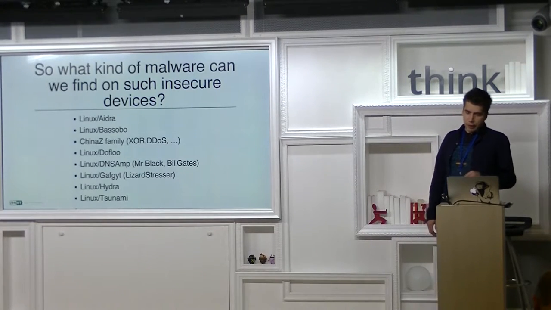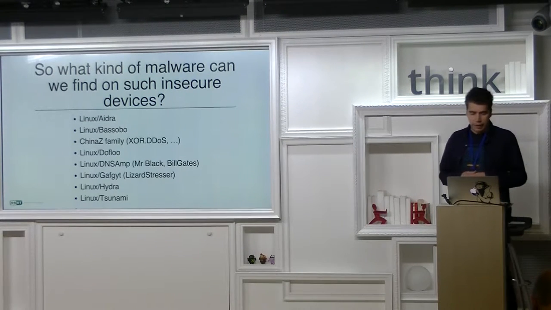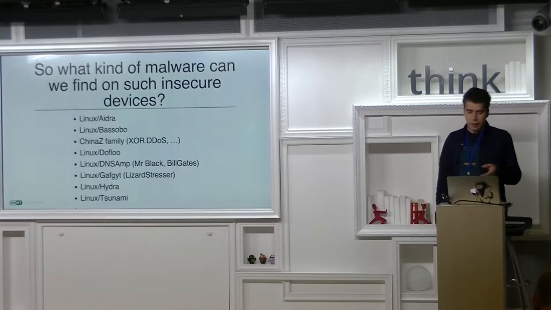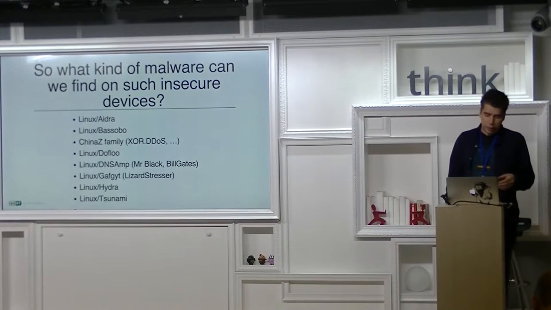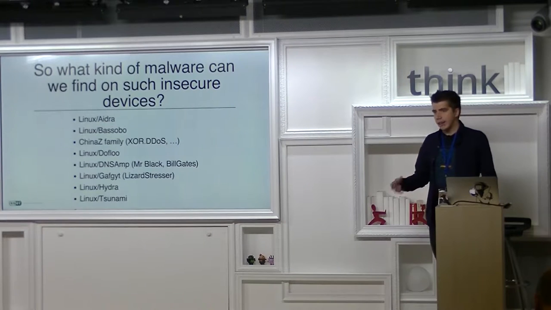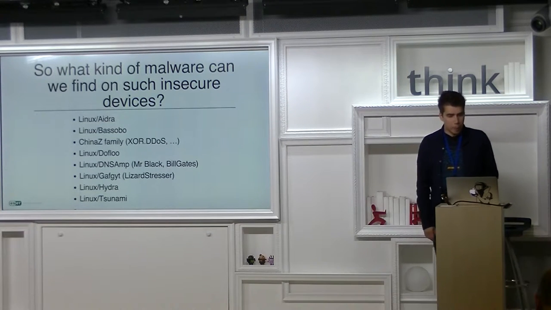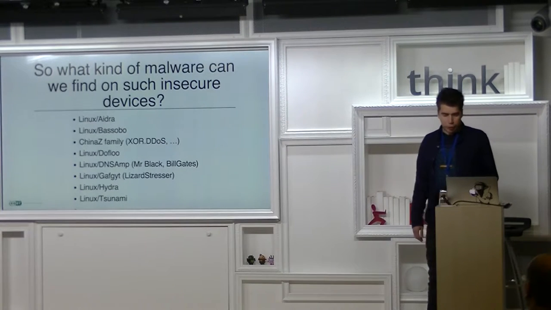So what kind of malware can we find on such insecure devices? This is a list of the stuff I looked at while looking for a new version of Linux Moose. Here you can see that Lizard Stressor is actually Gafgit, which is more or less clear if you read Krebs' post, but is clear when you look at the binary. But these are all mostly forks because they had access to source code, so they all copy each other and add their own thing in it. With this behind us, let's dive into the Linux Moose story.